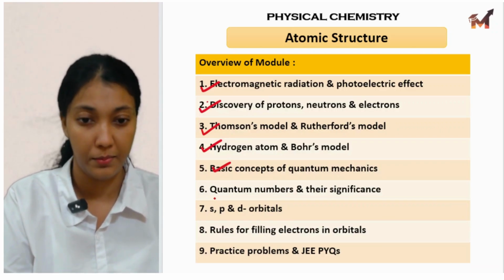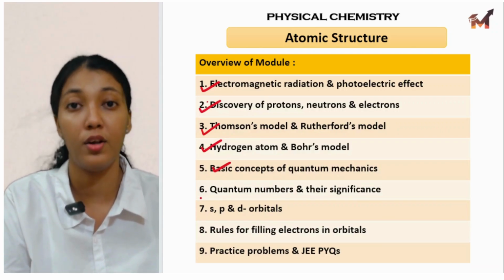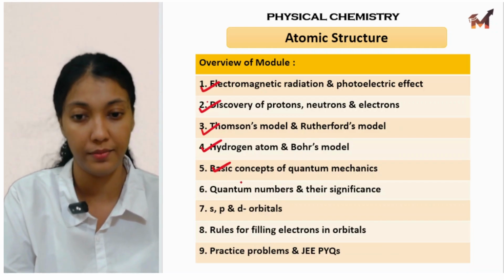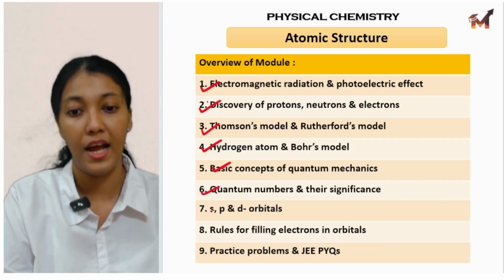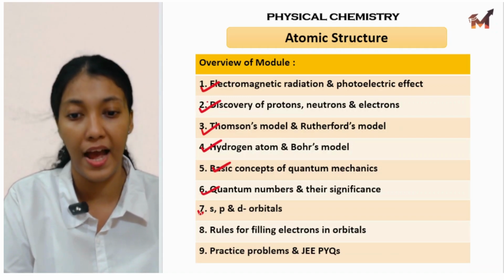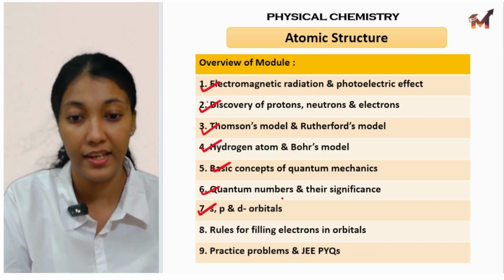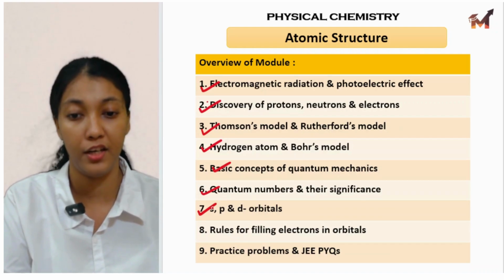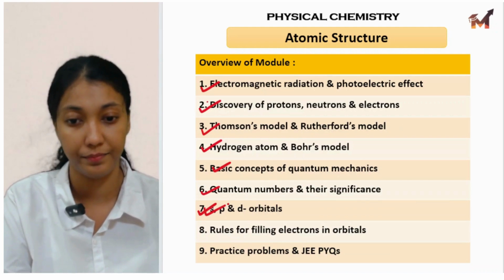फिर आता है क्वांटम नंबर्स एंड द सिग्निफिकेंस, कि कौन से क्वांटम नंबर्स होते हैं, हम उनको क्यों इंट्रोड्यूस किए हैं केमिस्ट्री में. फिर आता है s, p और d ऑर्बिटल्स. इसके पहले we have had a concept of orbits, लेकिन ये orbitals is something that we have never studied before. So this is a very new and a very interesting topic.